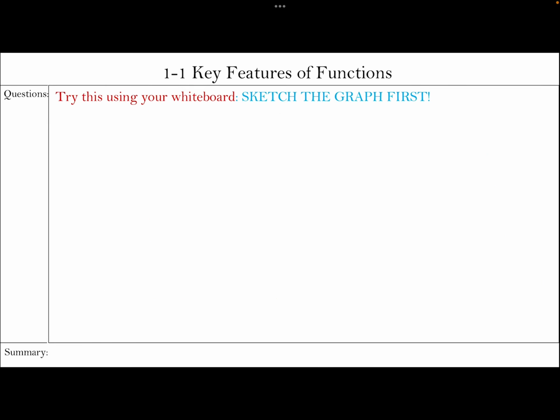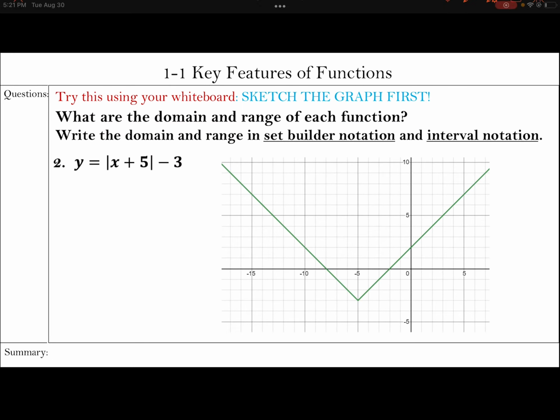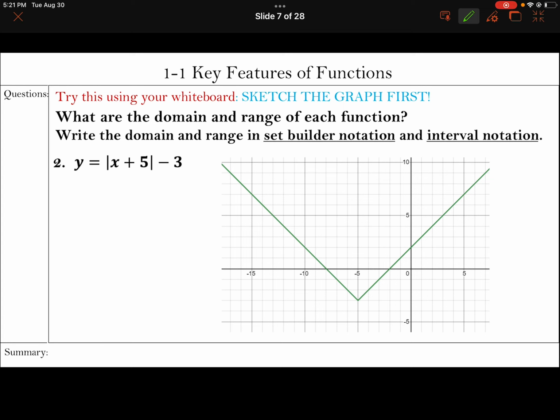So you guys did this today, the example. In this case, my A is 1, my H is -5. Remember, x minus -5, so that's my H. My K is -3. So my vertex is -5, -3.